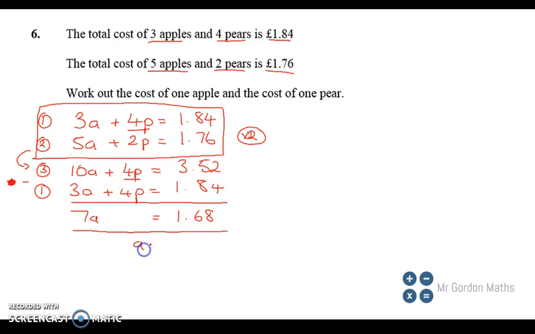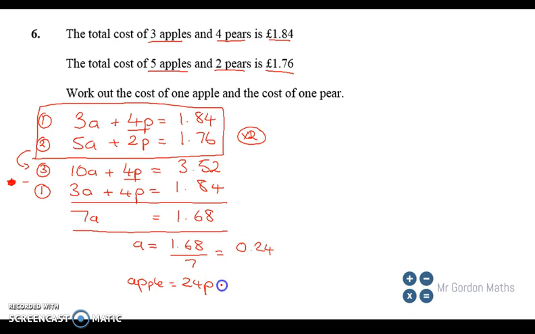What is 1 apple worth? Well, I need to divide it by 7, so £1.68 divided by 7 is going to give me 0.24, which means an apple equals 24 pence. Alright, so that's 1. I've worked out the apple.